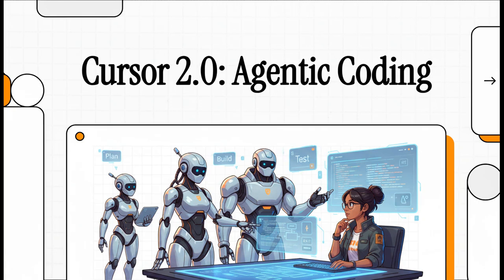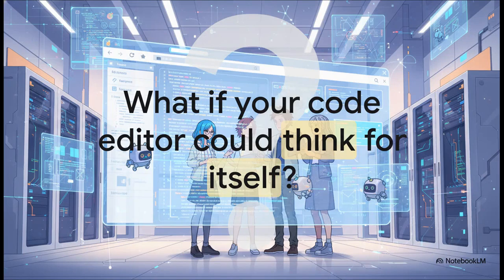All right, let's jump right in, because what we're about to talk about isn't just another product update. It's a massive shift in how we even think about writing code. We're talking about Cursor 2.0 and what really feels like the dawn of the agentic era in coding. I mean, really, let that sink in for a minute.